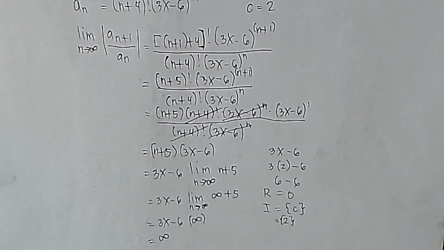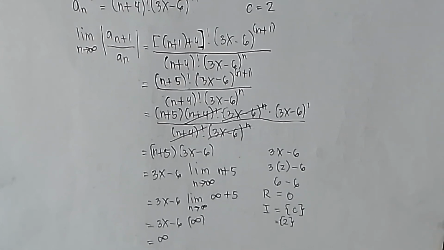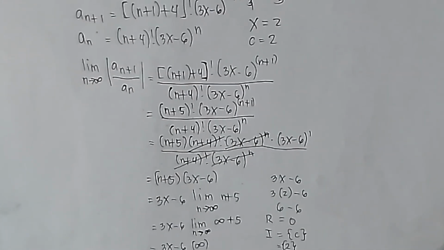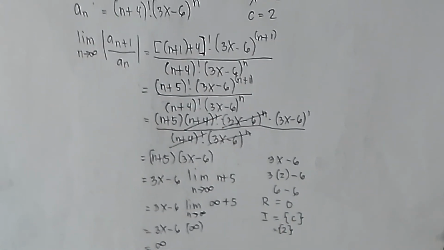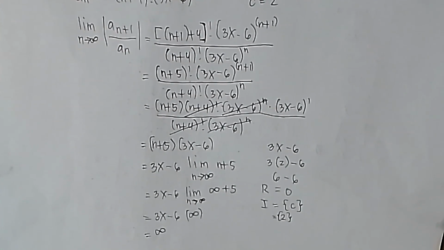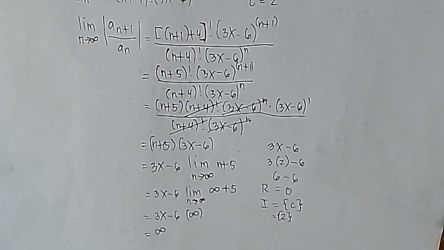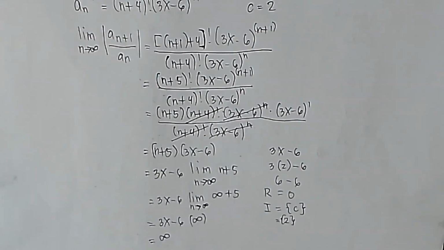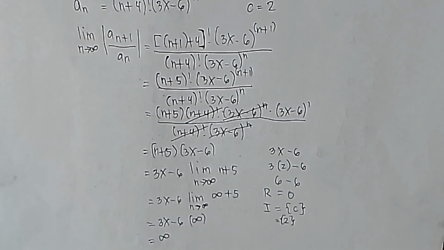And if we plug in the x value here in this equation, 3x minus 6, our x is 2, 3 times 2 is 6, minus 6 is equal to 0. So our r is 0, and the interval of convergence is the center, and our center is 2. So for every value of x except 2, this series diverges.